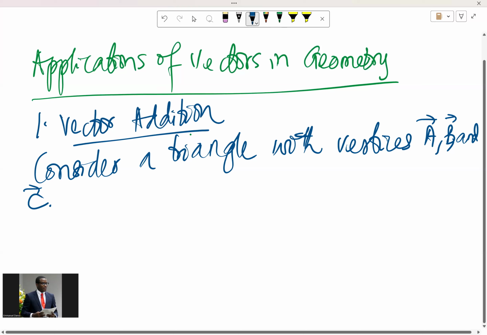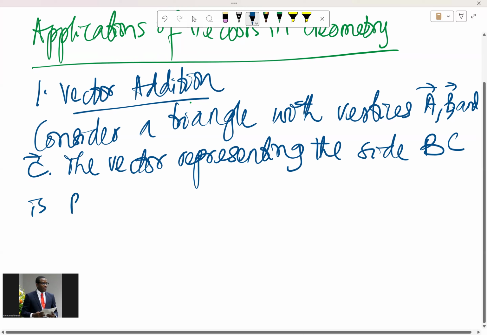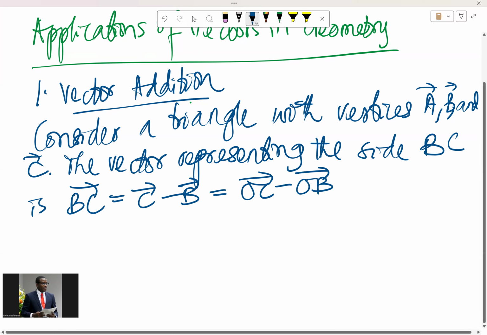Then the vector representing the side BC is actually BC, which is equal to C minus B. In another form, you can say it's OC minus OB. That means it is with reference to the origin.